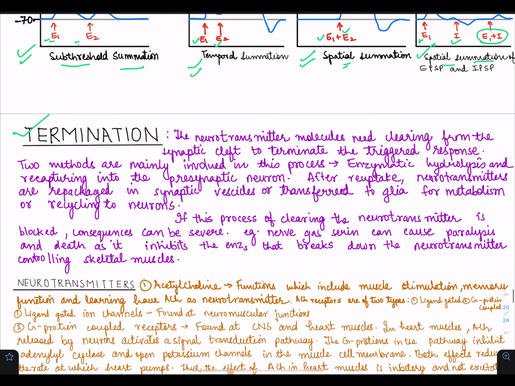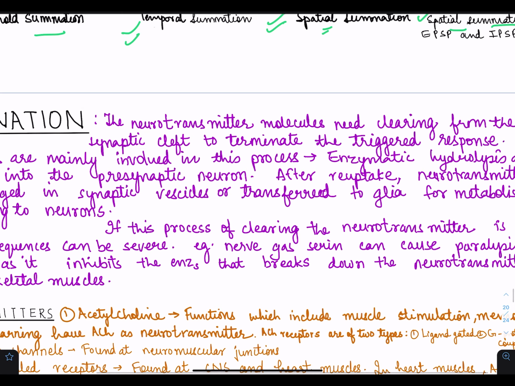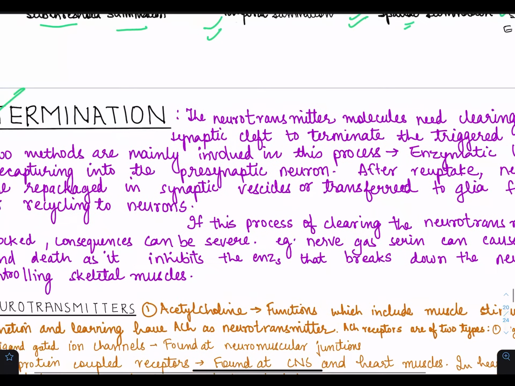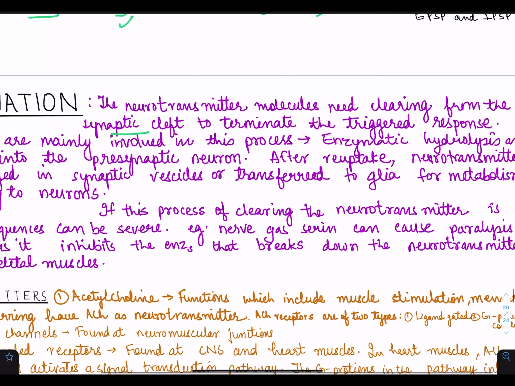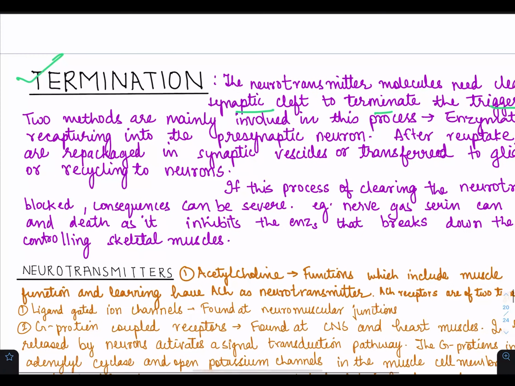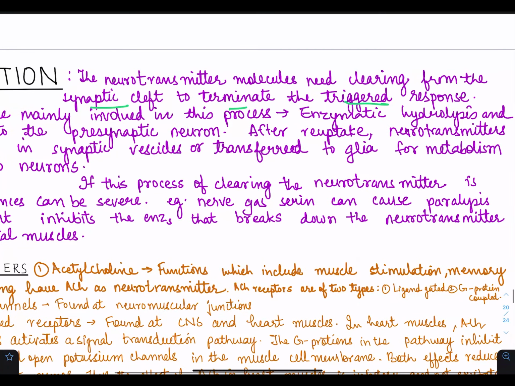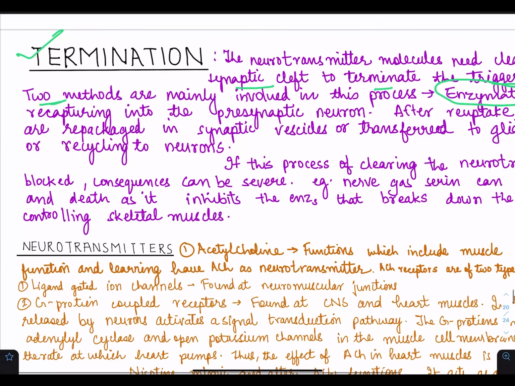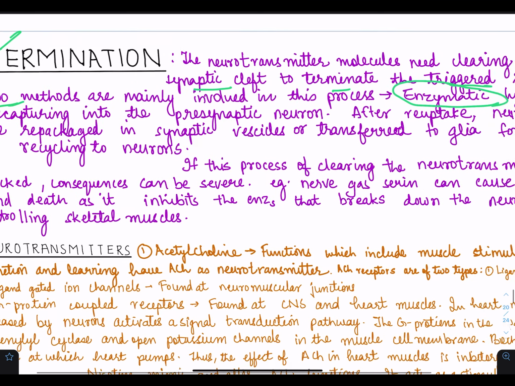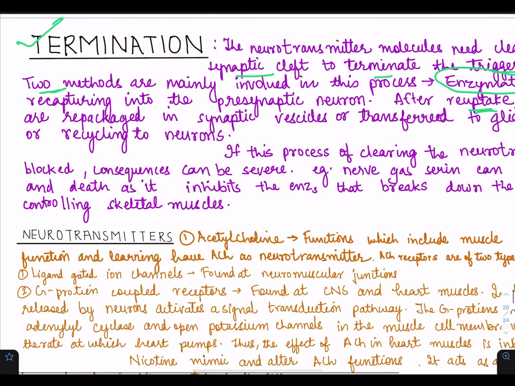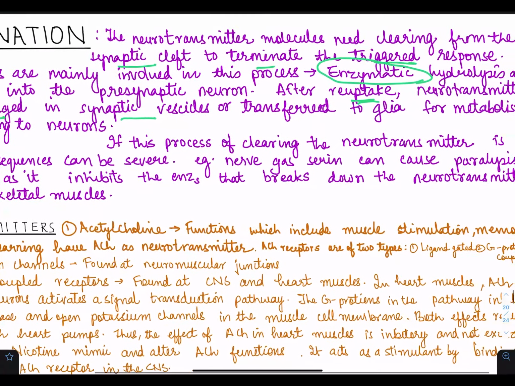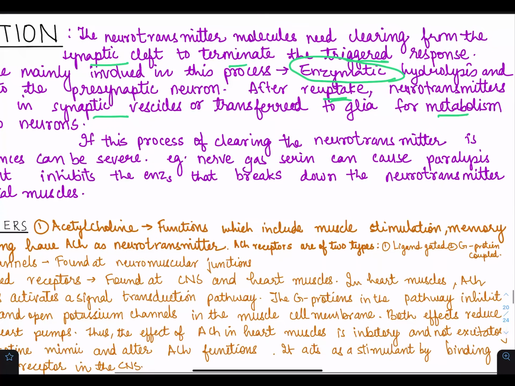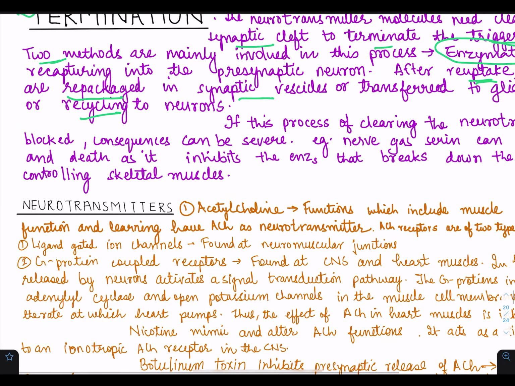Now, termination. The neurotransmitter molecules need clearing from the synaptic cleft to terminate the triggered response. Two methods are mainly involved in this process. There can be enzymatic hydrolysis and recapturing into the presynaptic neurons. After reuptake, neurotransmitters are repackaged in synaptic vesicles or transferred to glia for metabolism or recycling to neurons.